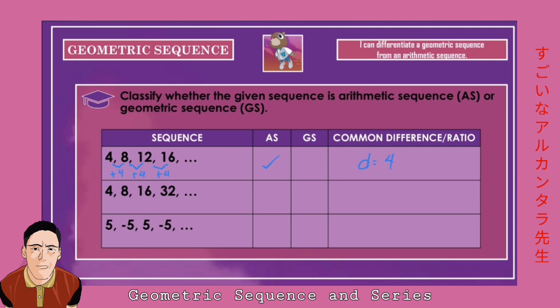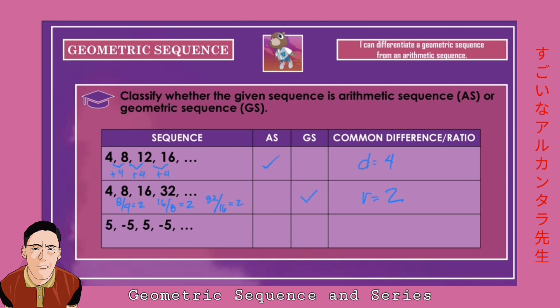You have 4, 8, 16, 32. As you can notice, the first two examples are somewhat similar with the way they began. But the process here, as you can notice, if you divide 8 by 4, you get 2. 16 by 8, you get 2. 32 divided by 16, you get 2. So that's actually the common ratio here, which is 2. This is a geometric sequence.